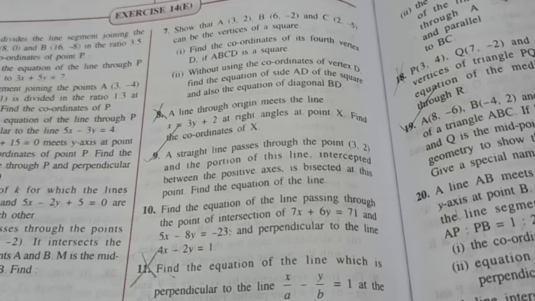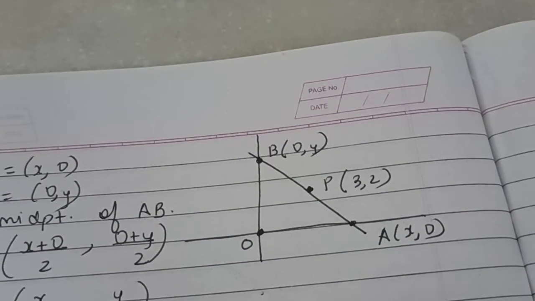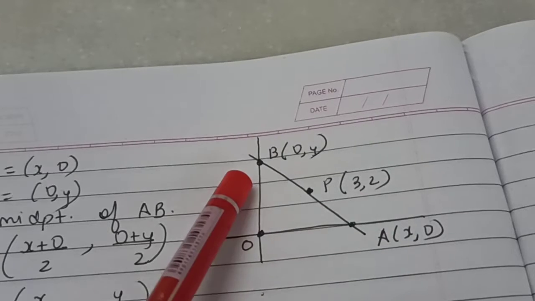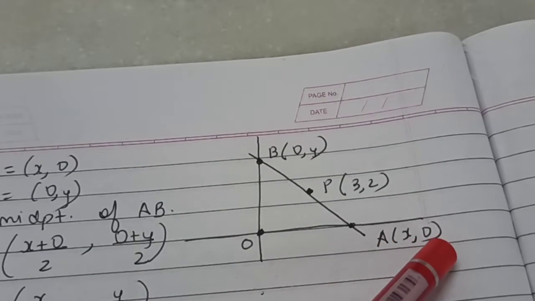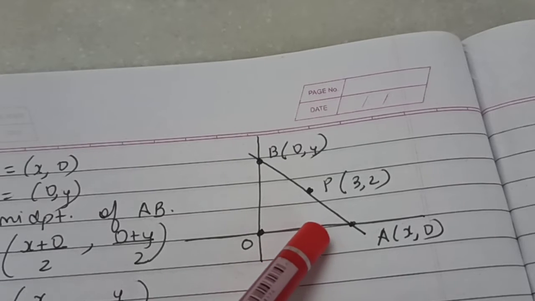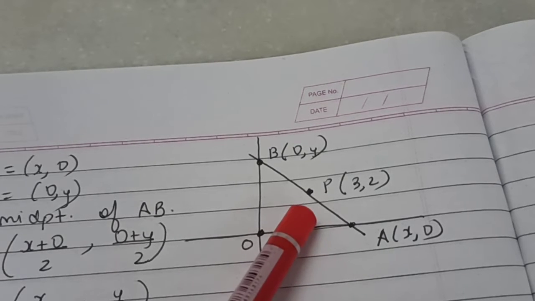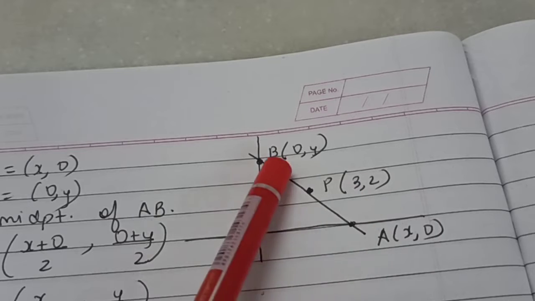Try it. Pause the video and try to draw the diagram. Does it look like this? Read the question again and check if this is the appropriate diagram. I'm assuming the points of intersection to be A and B respectively. A will be x, 0 obviously. B will be 0, y. We do this often in many sums. P is the given point, 3, 2. And they are saying that P is actually the midpoint of AB.